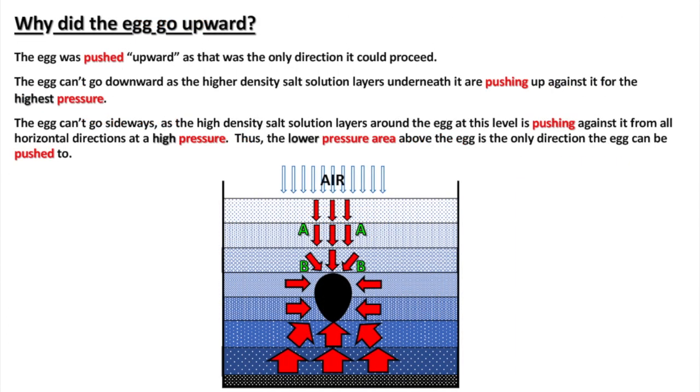Why did the egg go upward? The egg was pushed upward as that was the only direction it could proceed. The egg can't go downward as the higher density salt solution layers underneath it are pushing up against it for the highest pressure. The egg can't go sideways as the high-density salt solution layers around the egg at this level is pushing against it from all horizontal directions at a high pressure. Thus, the lower pressure area above the egg is the only direction the egg can be pushed to.